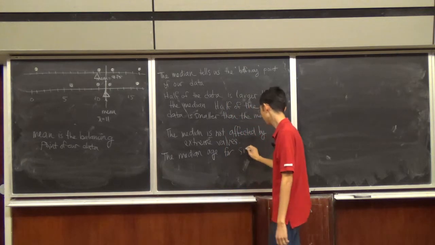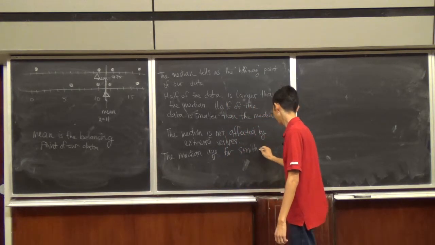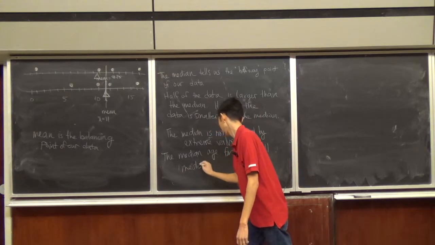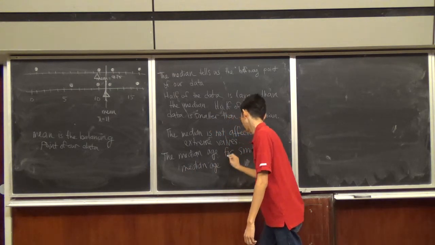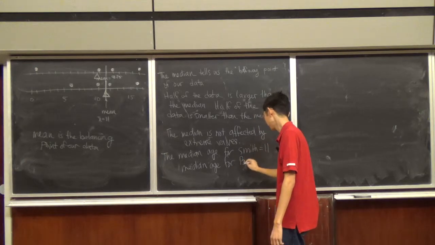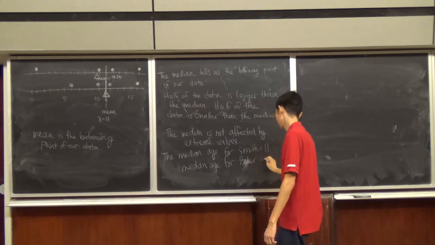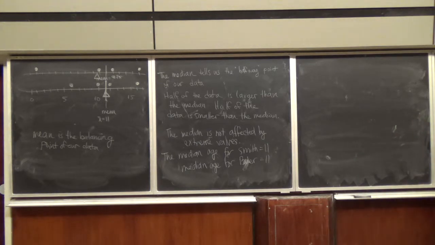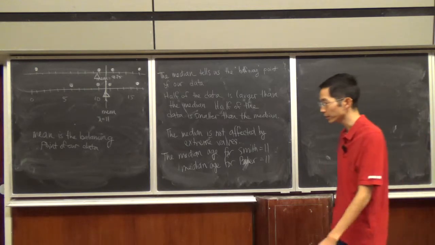The median age for the Smith family is 11, and for the Baker family also 11. Yes? What if it had 5, 10, 13, even 16? So it could be like 11 or 12. Oh. Okay, yes.